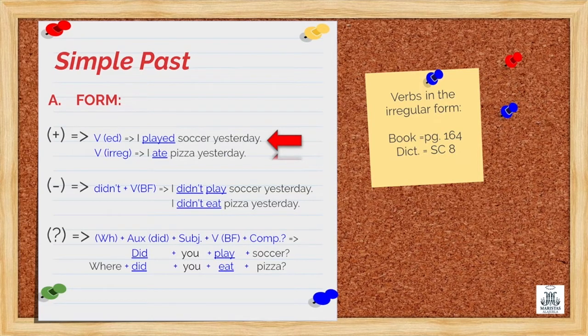page SC8. For the negative form, we use auxiliary didn't plus a verb in the base form. I didn't play soccer yesterday. I didn't eat pizza yesterday. Don't forget to use the verbs in the base form. And for questions, if we need a WH question, we insert the WH first, then the auxiliary did, plus a subject, plus a verb in the base form, plus a complement if we have a complement. Examples: did you play soccer? Where did you eat pizza?